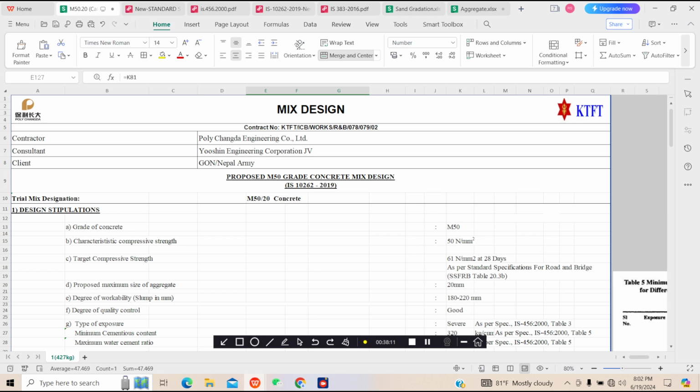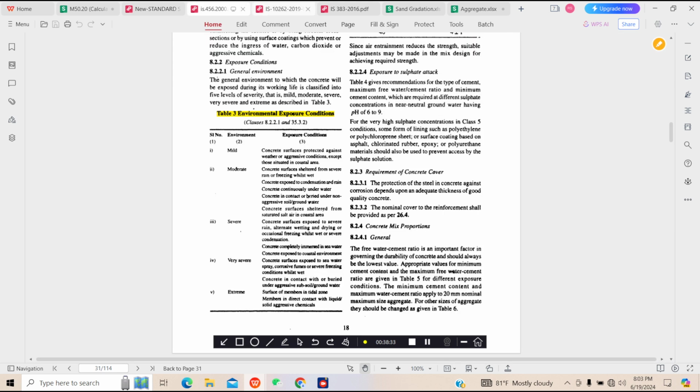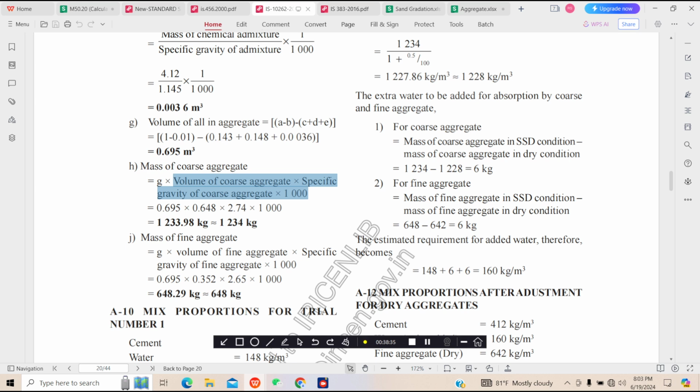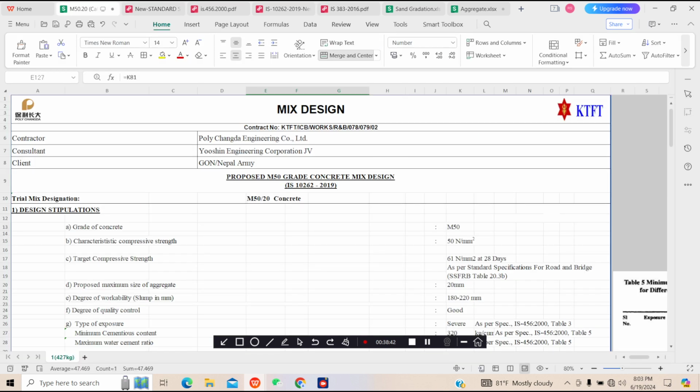Now I will upload this Excel sheet in the description section also for your reference, and I will upload all these codes. This code is the Nepali code that we are using, and for the Nepali code also we are taking reference from the IS code only. So IS 456, IS 10262, IS 383. All these codes I will upload in the description section.